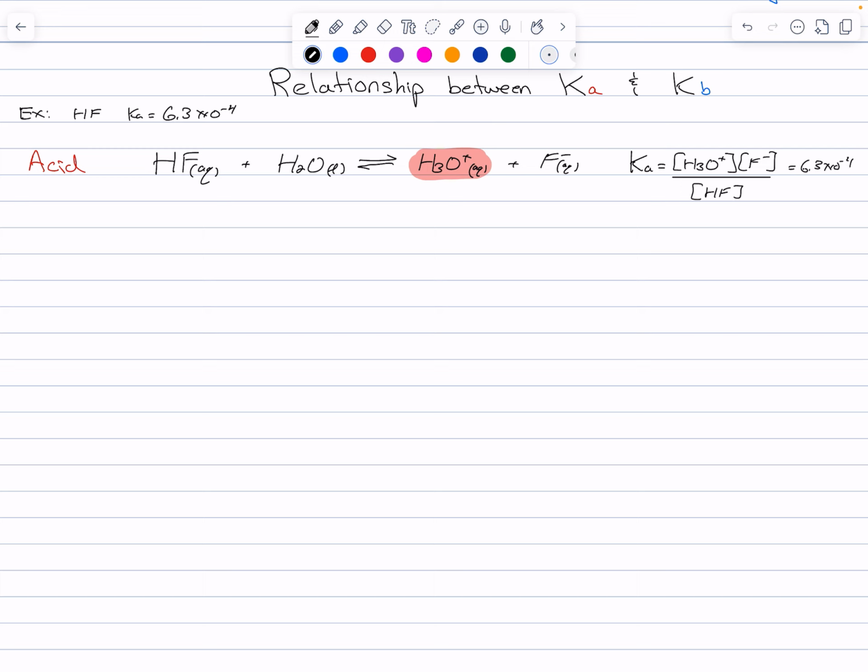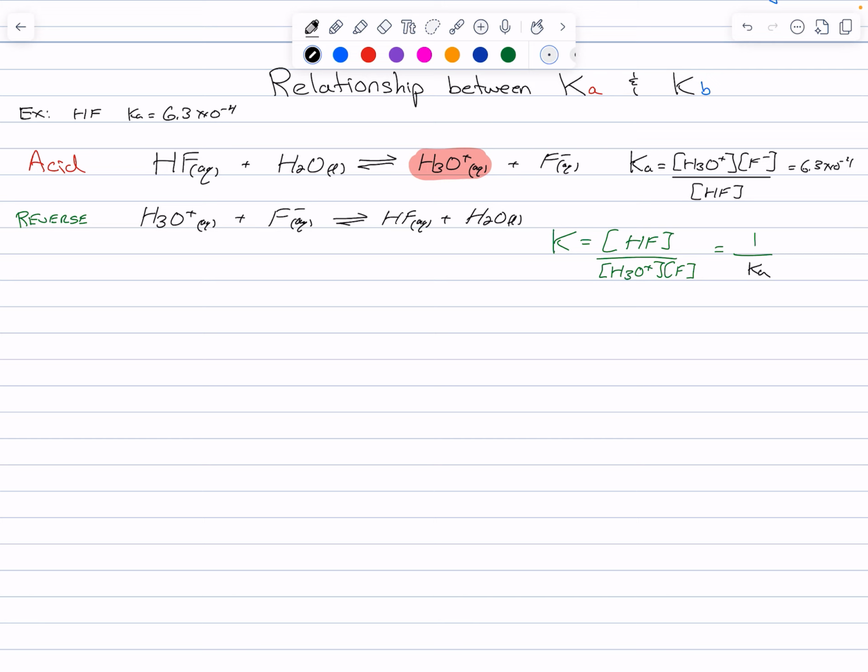Fantastic. If we reverse the reaction, and we do hydronium plus fluoride going to hydrofluoric acid and water, the K here will be equal to the concentration of HF, hydrofluoric acid, all over hydronium and fluoride, which is the same thing as 1 over Ka.